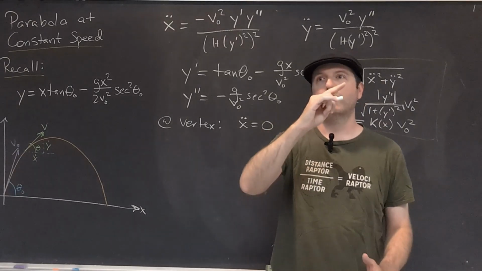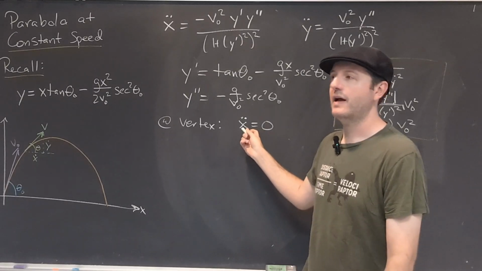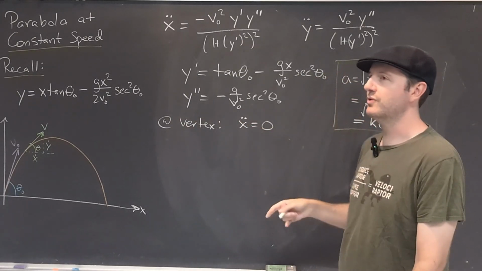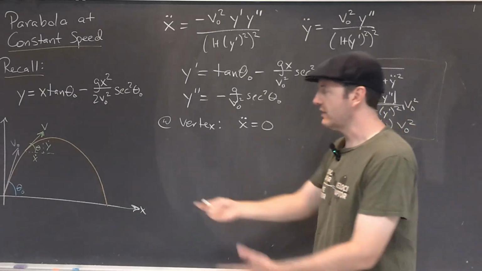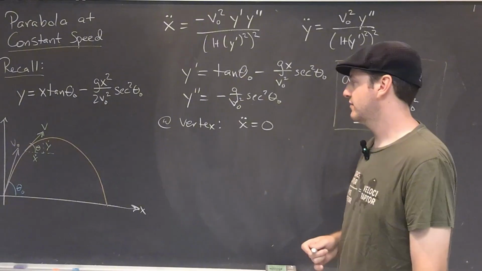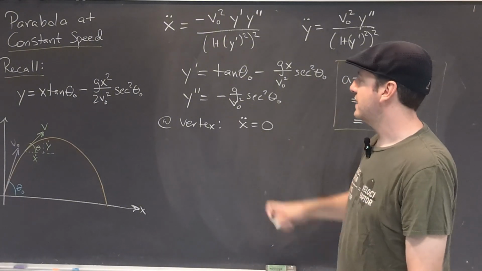Then at the top, there should be no acceleration, which is what we get in the x direction. And then as we're coming back down, we have to have a negative acceleration so that it doesn't increase its speed due to that gravitational pull. So that's not so bad.